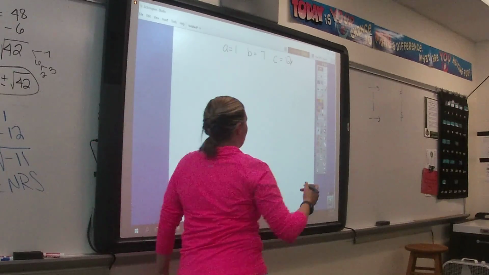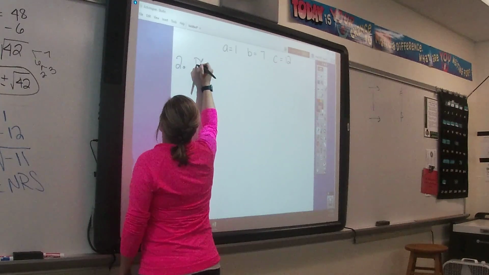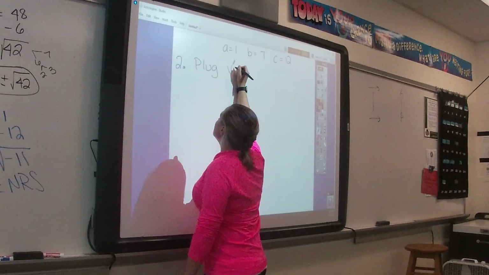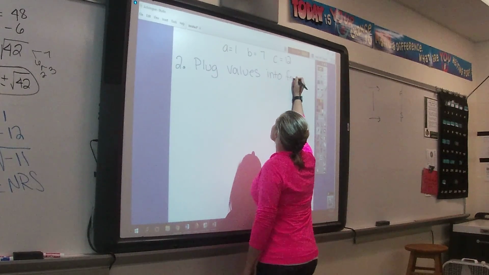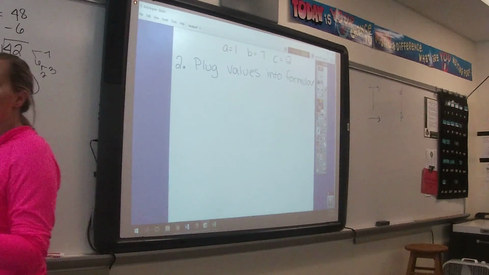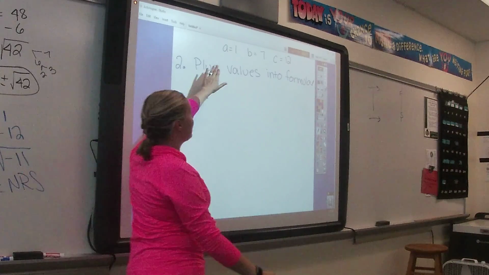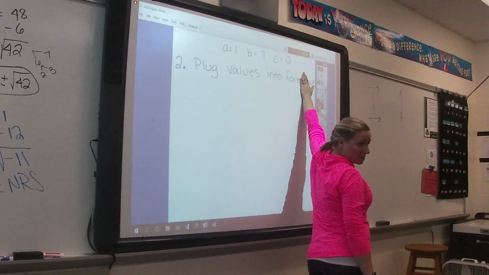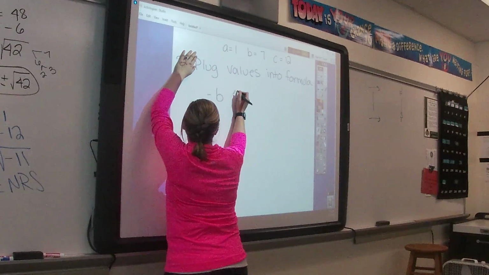Okay. Step 2. We are going to plug these values into the formula. Whenever we are plugging a value into a formula, we're doing a swap. We're replacing the letter with its new number. Noticing that none of these values, a, b, and c, bring the x with it. So if I have a formula, this is the formula we just said.